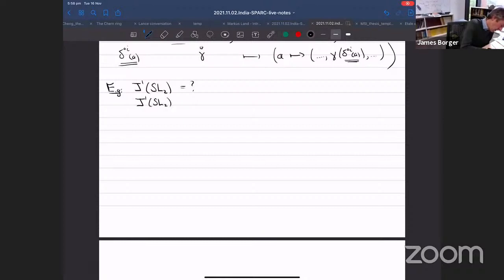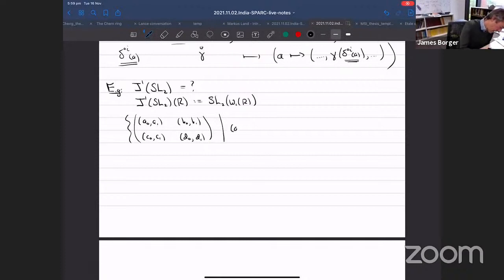J1 of SL2 of R is by definition SL2 of W1R. So what is that? It's a set of matrices of this form, such that the determinant is 1. And this determinant is computed in Witt vectors. And 1 in the Witt vectors is that vector, 1, 0. So now we can just work this out. I'm doing this example straight from the definitions without trying to do anything clever, just unpacking everything.